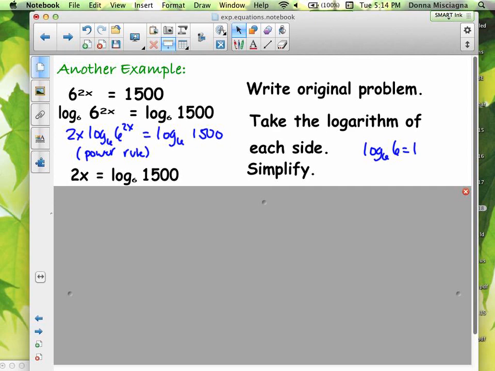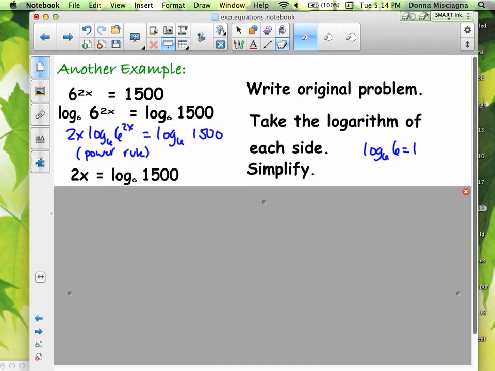So what you're going to do is take a log of both sides, because a log is the inverse of an exponential, and we'll be able to free our exponent. Our base is going to be 6, because that's the term that has the exponent, with the variable and the exponent. So we're going to take log base 6 of both sides. So now we have log base 6 of 6 to the 2x equals log base 6 of 1500. The exponent can move in front using the power rule. So we have 2x times log base 6 of 6 to the 2x power.